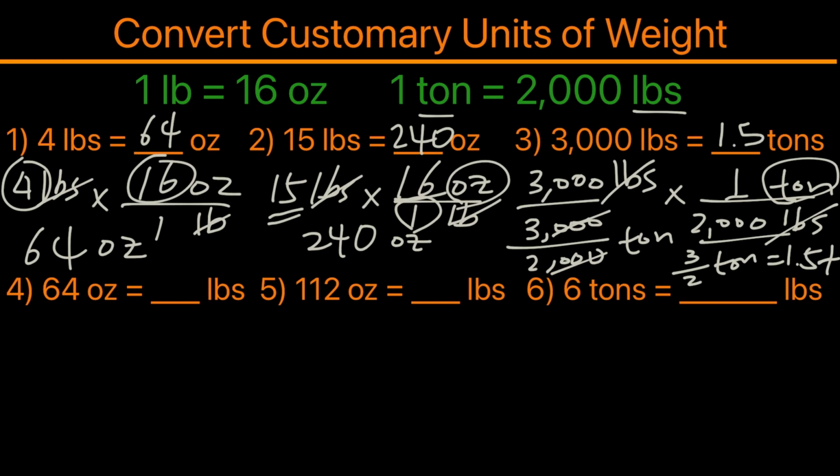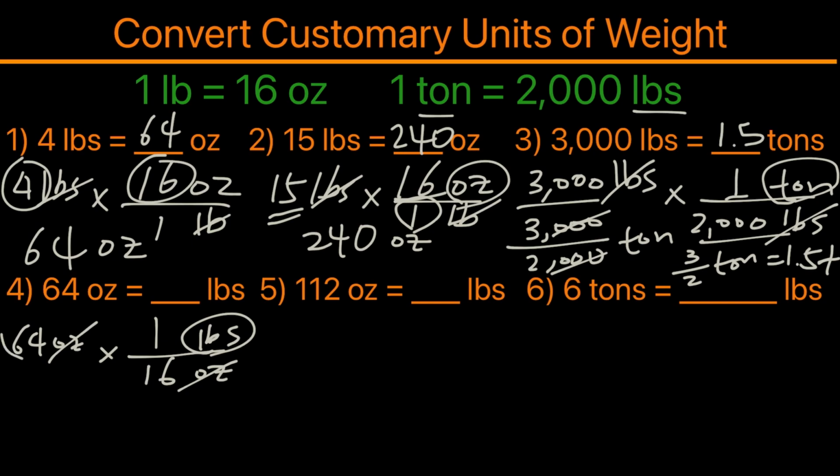For the fourth example, we have 64 ounces and we want to convert to pounds. So we'll write out 64 ounces. This time we want to place ounces on the bottom and pounds on top. And so the final answer needs to be in pounds. So we know 1 pound equals 16 ounces. Cross out the ounces. 64 times 1 is 64. Divide by 16. That equals 4 pounds.